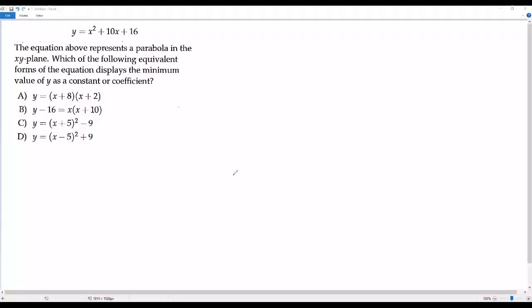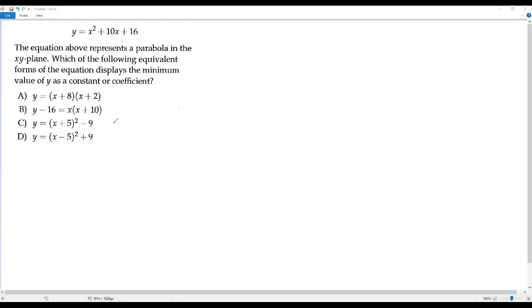Here we have a SAT math question on quadratic functions. Okay, let's go to the question. y equals x squared plus 10x plus 16. The equation above represents a parabola in the xy-plane. Which of the following equivalent forms of the equation displays the minimum value of y as a constant or quotient?